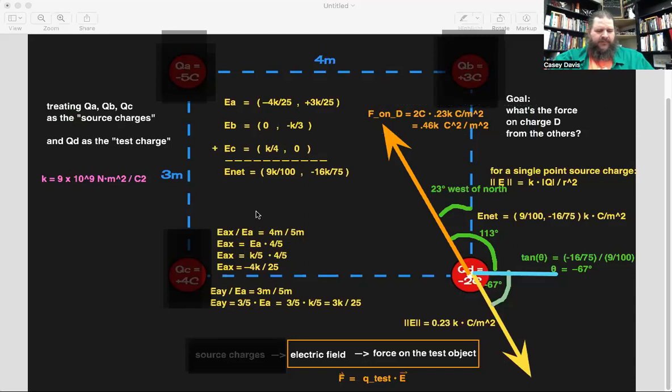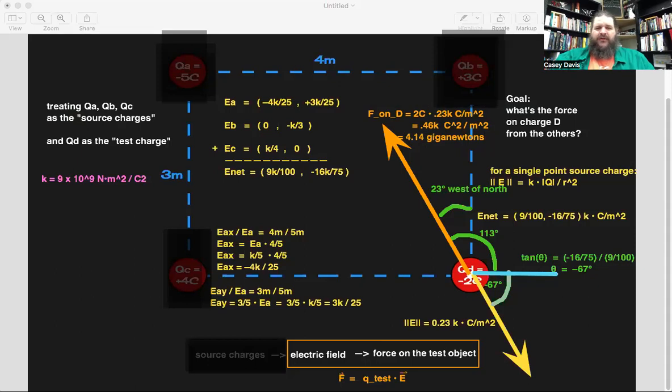0.46 times 9 times 10 to the 9th is about 414, and then a whole bunch of zeros. So about 4.14 billion, I think. Yeah, about 4.14 billion. So that would be 4.14 giganewtons, which is an enormous amount of force.